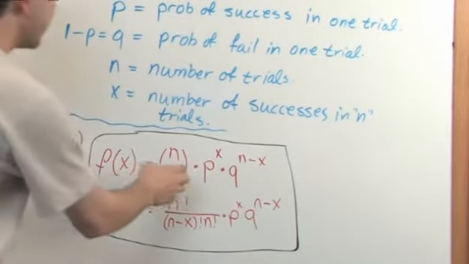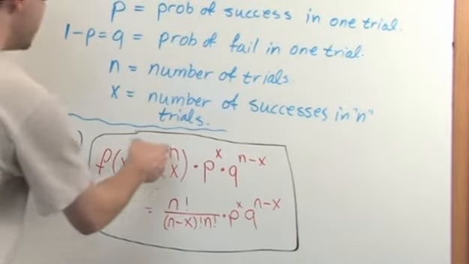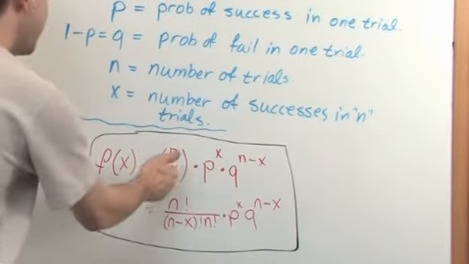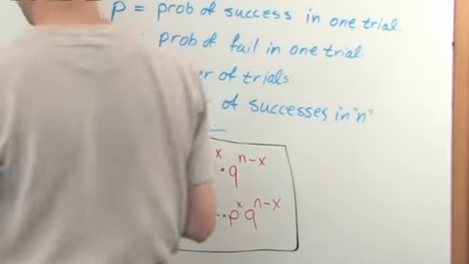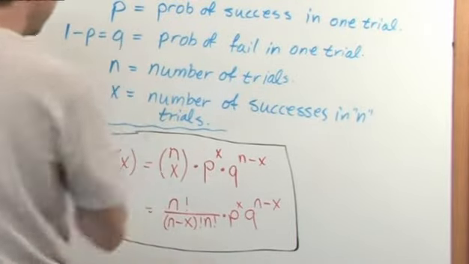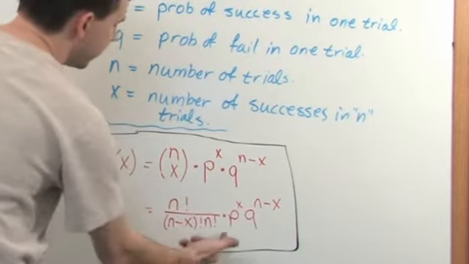And then finally, what's in front of it is just the number of combinations of n questions, n trials, taken x at a time. x is the number of correct answers. So that will be over here, 4 and 3: 4 questions taken 3 at a time. That's exactly what you have here, and then the rest of it is just expanding this out.